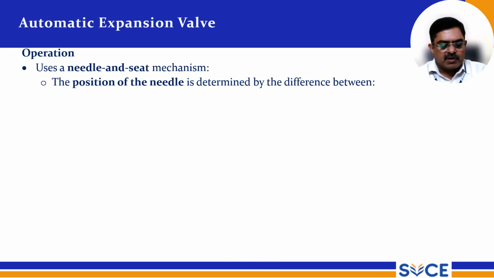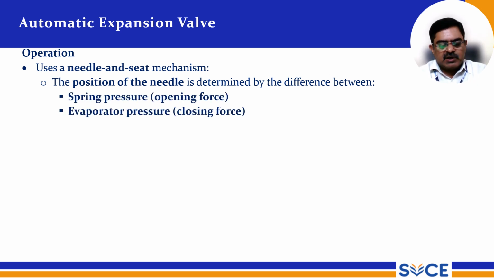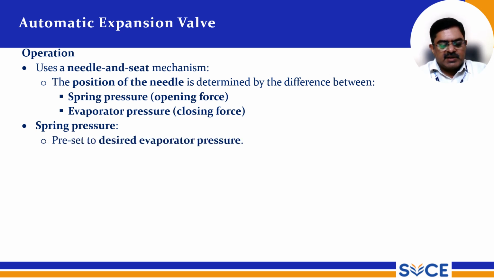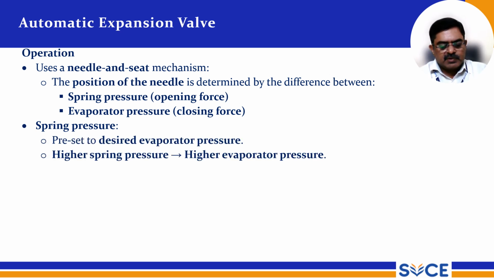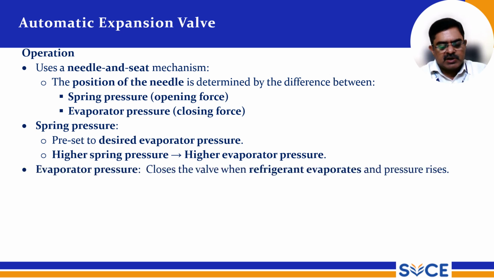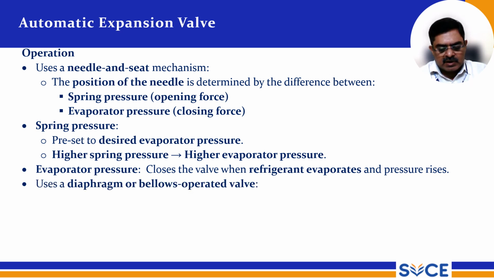So automatic expansion valve operation is very simple. It uses a needle and seat mechanism only. By keeping it in a reversed direction, we can have this arrangement. The position of the needle is determined by the difference between spring pressure and evaporator pressure. Spring pressure is the opening force of the valve, and evaporator pressure is the closing force. The spring pressure is preset to the desired evaporator pressure. Higher spring pressure, higher evaporator pressure. Evaporator pressure closes the valve when refrigerant evaporates and pressure rises.